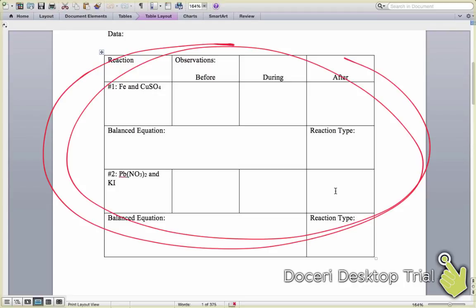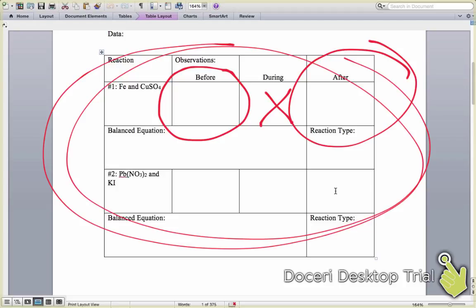And if you remember from last week, I said in your before, this is where you write down color, states of matter, that your reactants are to start off with. You might also want to keep track of how many reactants you have. Here is where you write what happens during the reaction, if there's bubbling, or if the reaction gets hot or cold, or if you notice something else happening, this is where you write that. And again, after the reaction, you need to again count how many products you have, and then again describe them. What color are they? What states of matter are they?